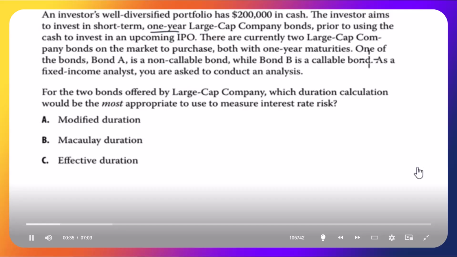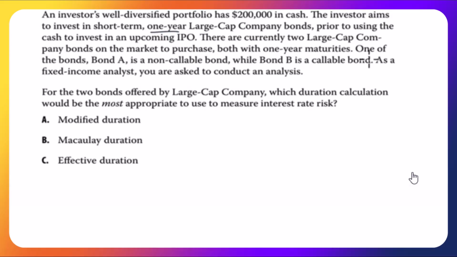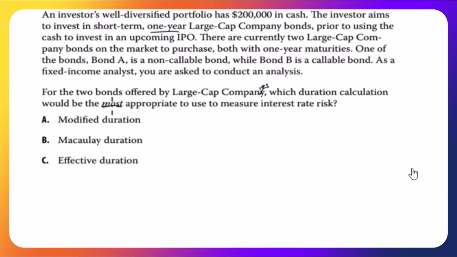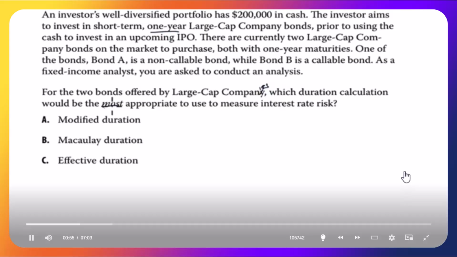As a fixed income analyst, you are asked to conduct an analysis. For the 2 bonds offered by large cap companies, which duration calculation would be the most appropriate to use to measure interest rate risk? Modified, Macaulay is not interest rate risk really, it's a measure of time, so we can get rid of that. Modified or effective. We have one that is a callable bond. For that, we would want to use effective duration.